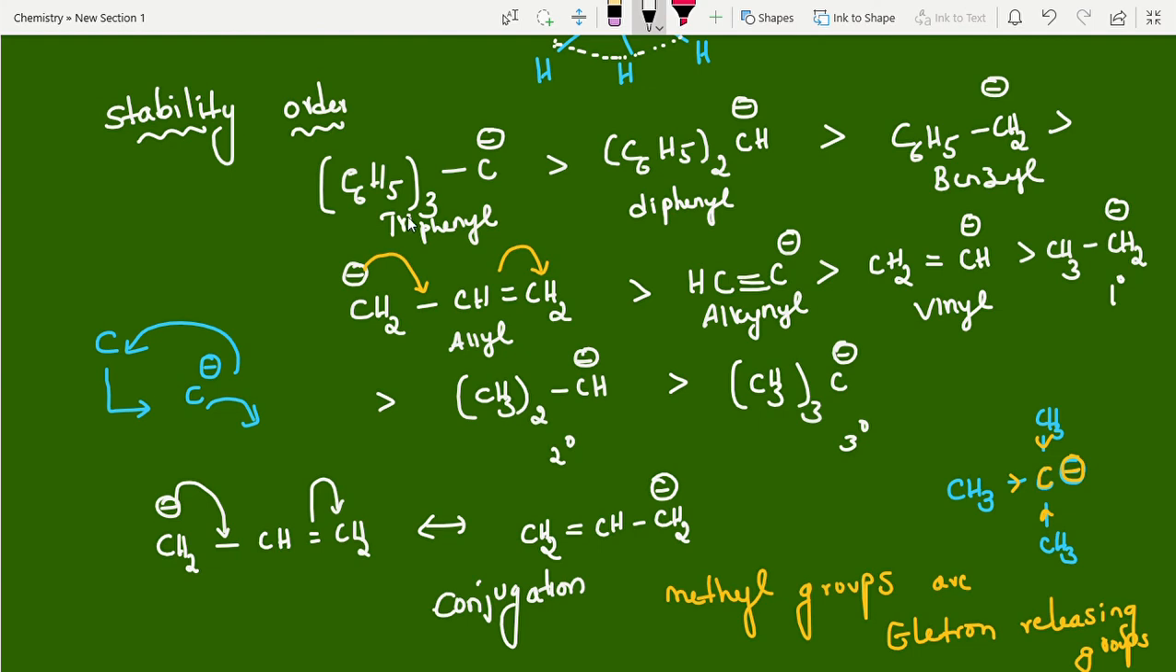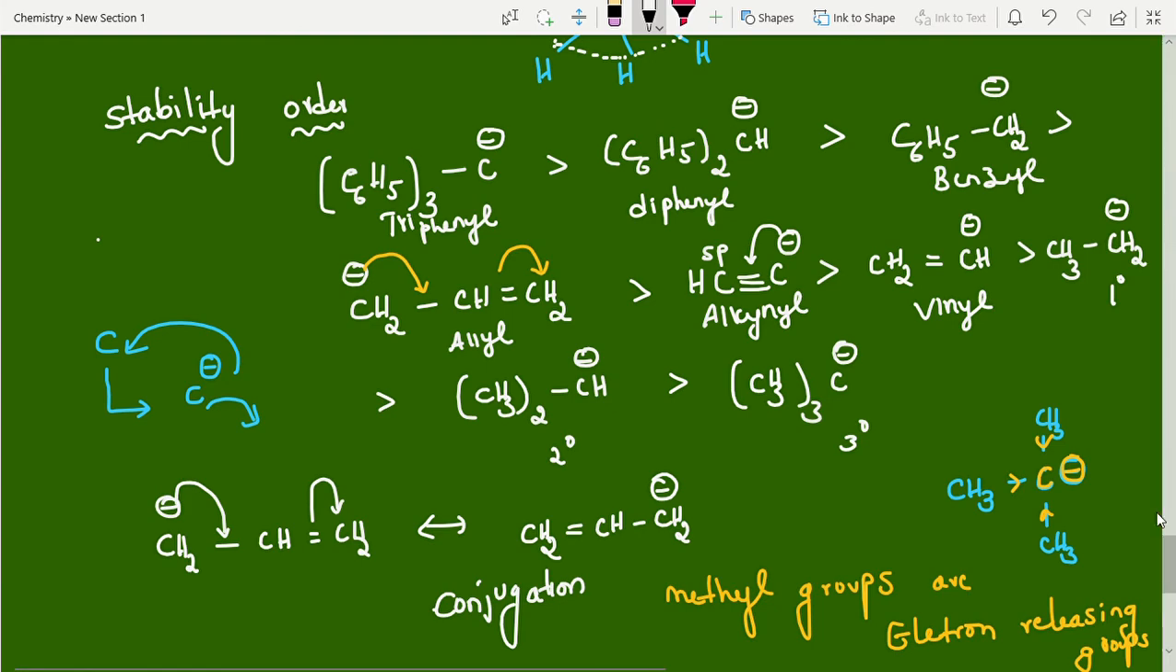Okay. Finally understood. Triphenyl is more stable. Then I said one point to you, students. Benzene ring acts as both. So look into this. First you complete here: triphenyl, then diphenyl, benzyl, allyl, alkynyl. Alkynyl is sp hybridized. Sp hybridized is more electronegative. He will take electrons. And next comes primary, then secondary, tertiary. See here, in one case it is 3 degree, 2 degree, 1 degree. But here it is 1 degree, 2 degree, 3 degree. So please keep it in mind.